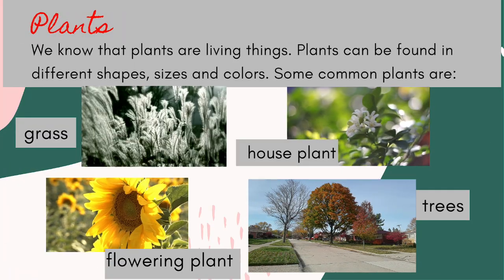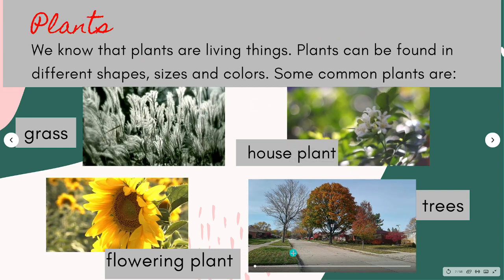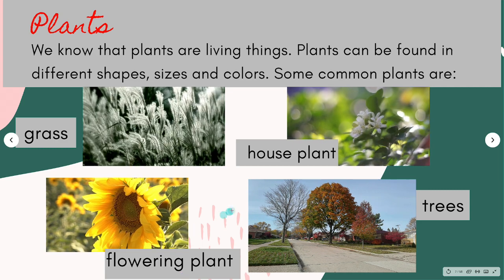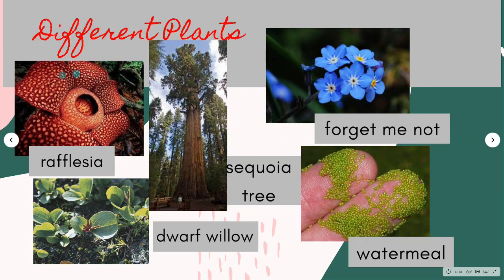We know that plants are living things. Plants can be found in different shapes, sizes, and colors. Some common plants are grass, houseplant, flowering plant, and trees. And some plants are taller and some are smaller. A rafflesia has enormous flowers, meaning large, gigantic. The buds rise from the ground or directly from the lower stems of their host plants. It is the largest flower in the world. A sequoia tree is the tallest tree in the world. It can grow up to 85 meters high, whereas the dwarf willow is 1 to 6 centimeters in height. This is the smallest tree.